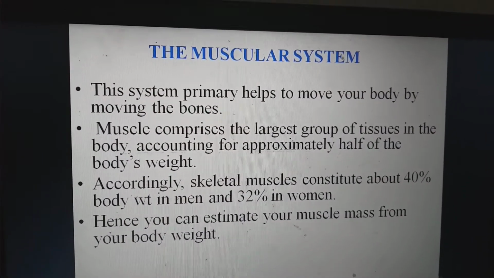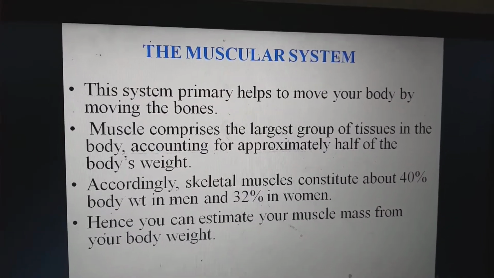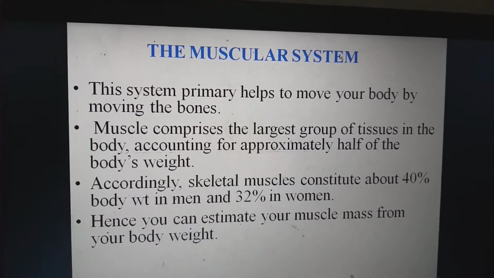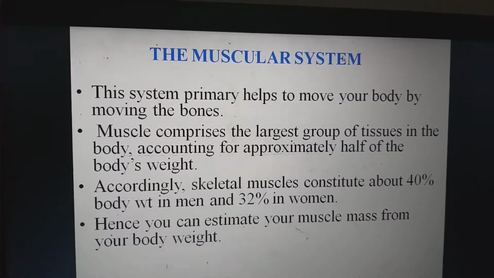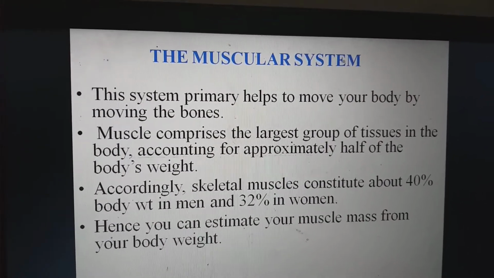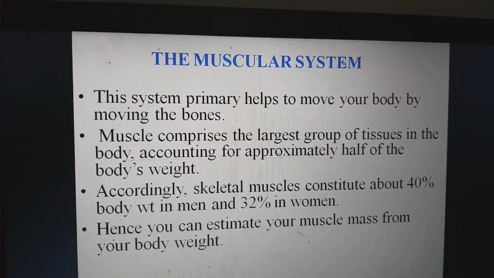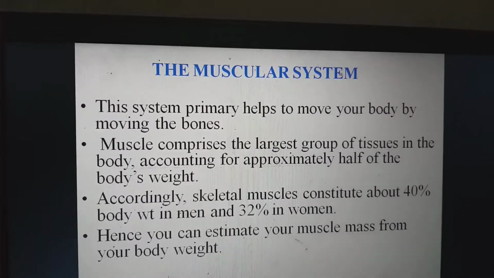This system primarily helps to move your body by moving the bones. So the main function of the muscle is for movement. There are three major types of muscles: skeletal muscle, cardiac muscle, and smooth muscle. From these, skeletal muscle constitutes about 40% of body weight in men and 32% in women.